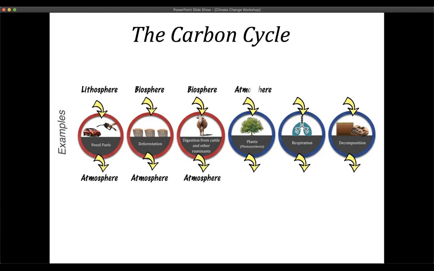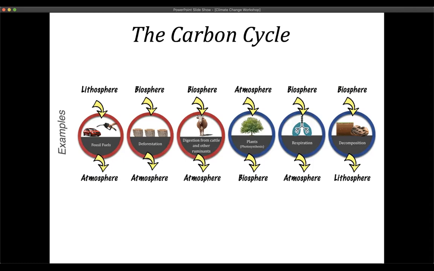And three other cycles: photosynthesis moves carbon from the atmosphere to the biosphere. Respiration moves carbon from the biosphere to the atmosphere. And decomposition moves carbon from the biosphere to the lithosphere. Hopefully, just from those direct arrows, you can figure out where carbon is moving throughout the cycle.